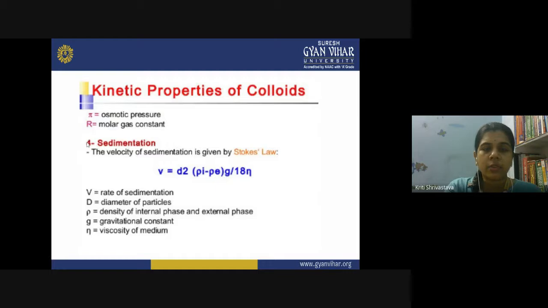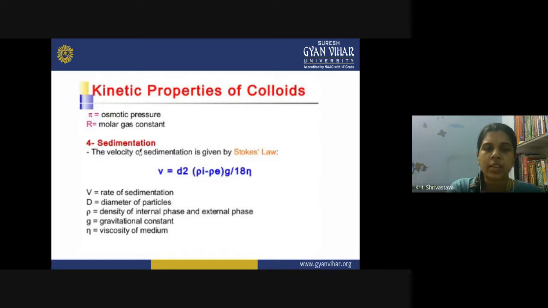Then at the fourth point, we have sedimentation, and sedimentation is also a property of colloidal solutions. And the velocity of the sedimentation is given by Stokes law. So what is sedimentation? Sedimentation is when the large size particles start settling at the bottom of the container. When we destroy the colloidal solution, then the sedimentation begins. And sometimes it also takes place under the influence of gravity when you add any electrolyte.